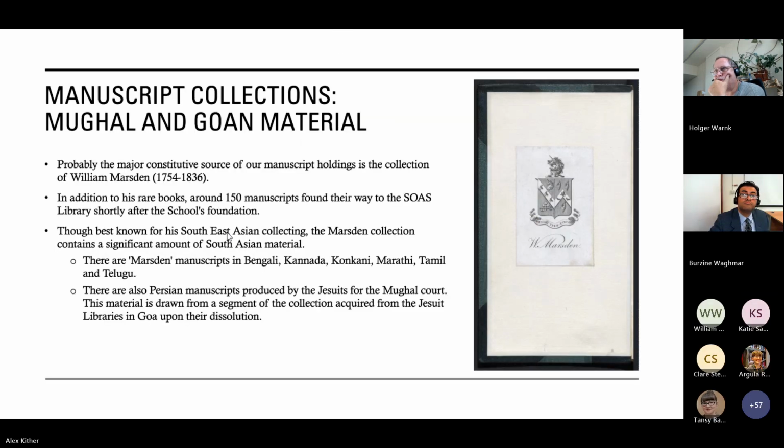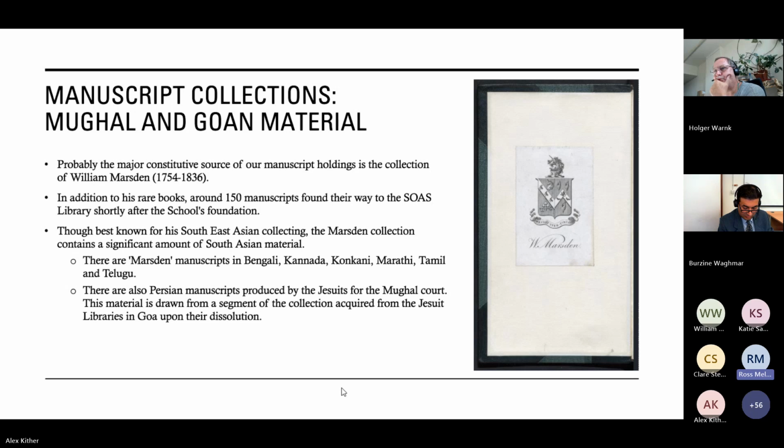Thanks very much, Alex. Just another quick note on Marsden, then I'm aware we're a little behind time. Marsden's collection is probably the major constitutive source of our entire manuscript holdings. In addition to the rare books, which we received, around 150 of his manuscripts found their way into the SOAS library shortly after the school's foundation. Though of course Marsden's probably best known for his Southeast Asian connections and collecting, the Marsden collection contains a very significant amount of South Asian or South Asia connected material as well.